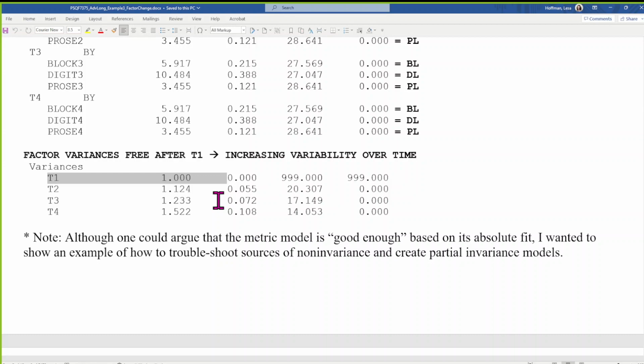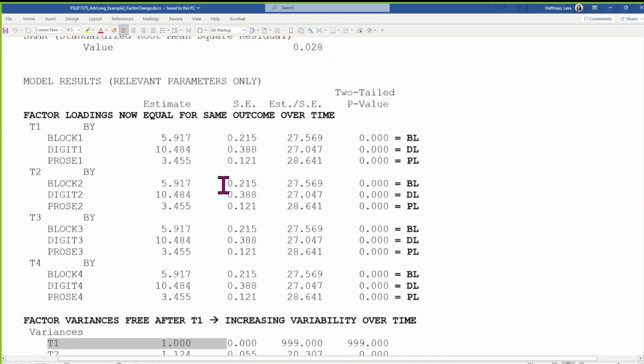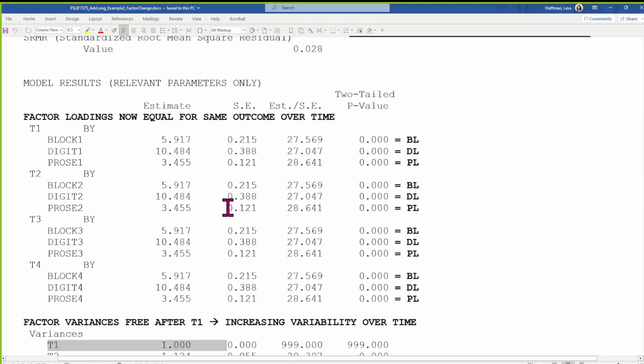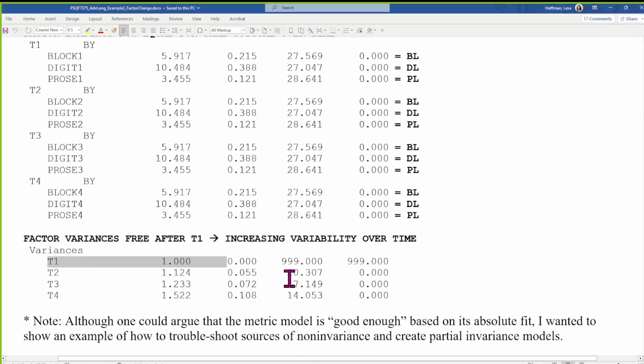Yep. All right. So note that I did not show anything with respect to the intercepts or means in this output because these are not on the same scale yet. That's the next layer of constraints, to figure out if changes in the factor mean were responsible for changes in the observed variable means over time. That is coming next week.